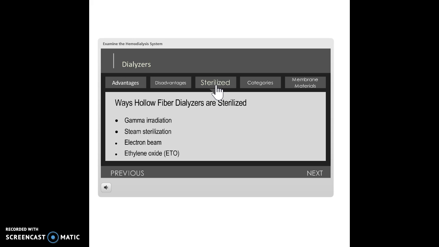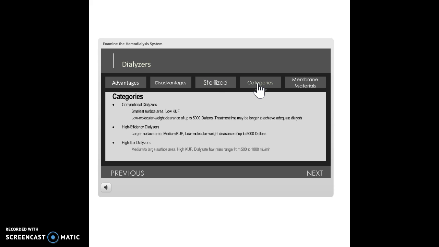These are the different ways that the dialyzers will be sterilized, and you can look at those. There are different categories: conventional, high efficiency, and high flux dialyzers. The only thing different between these is that they are going to remove larger or smaller types of molecules.